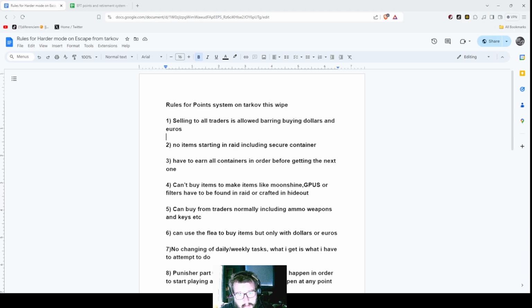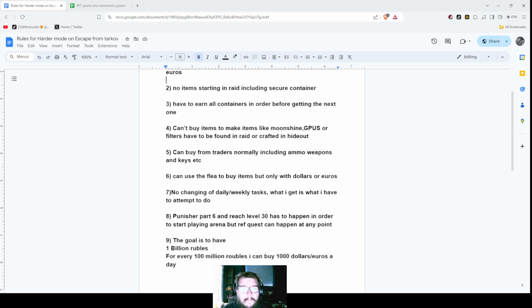So, with those rules implied for the first one, the second rule is, I start with no items. So, nothing in the stash, nothing on my person, not even a secure container. I am literally going in with nothing but the clothes that are on my PMC.